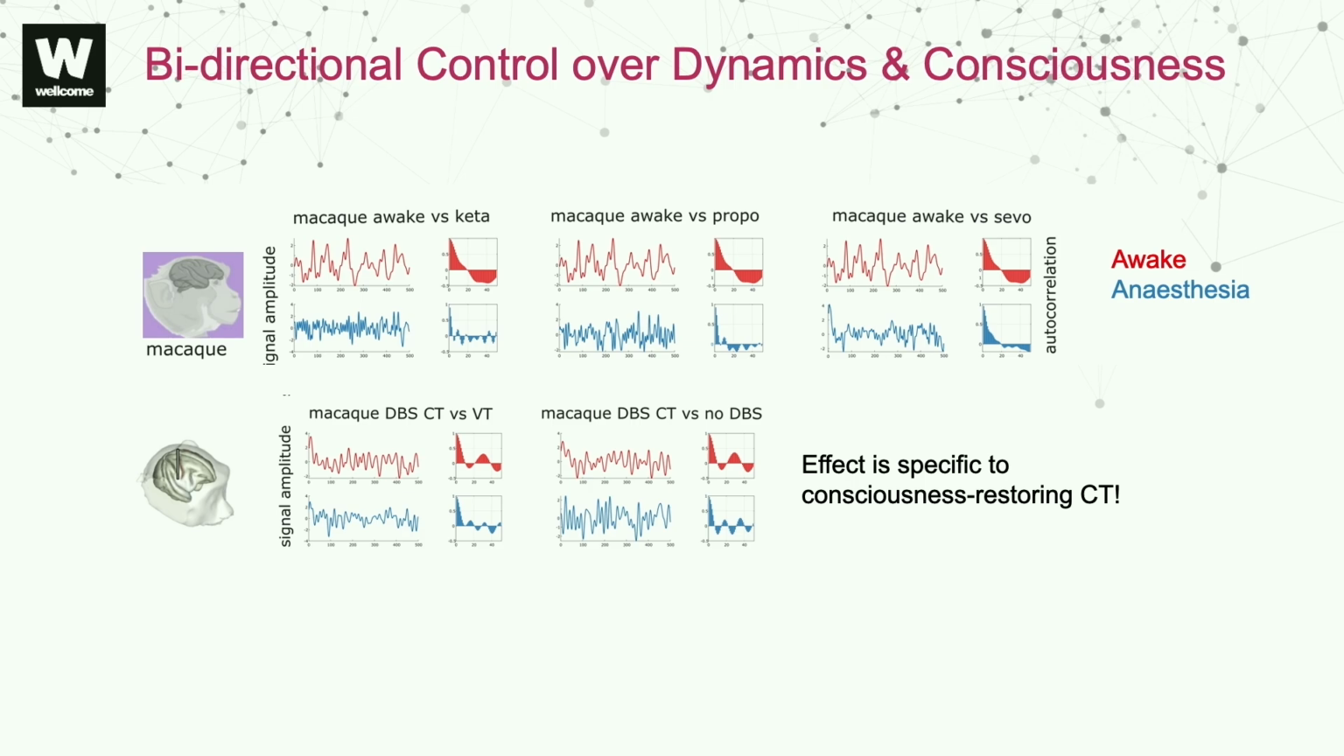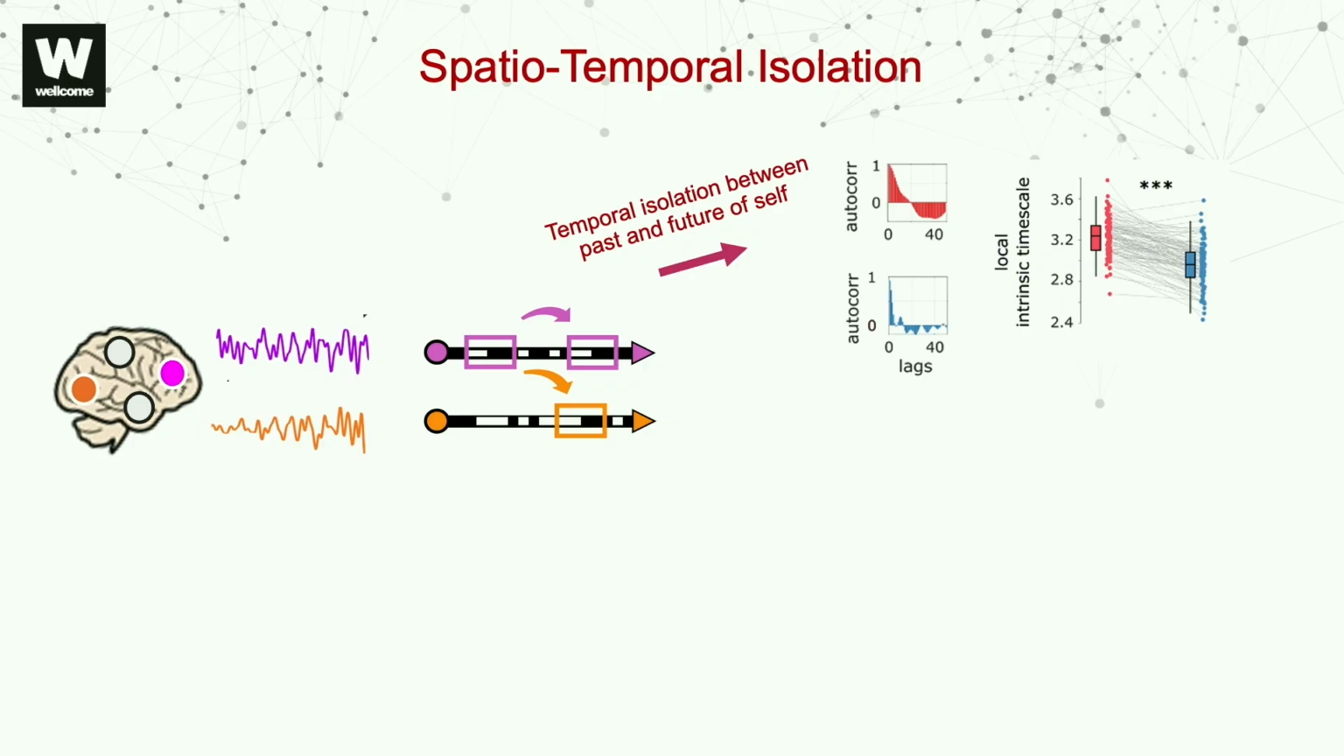So these signatures do not track the presence of the drug. They track whether the animal is conscious. They do not track the presence of electricity being inputted into the brain, because we have a control condition where we stimulate a different thalamic nucleus and nothing happens. They track whether the animal is conscious.